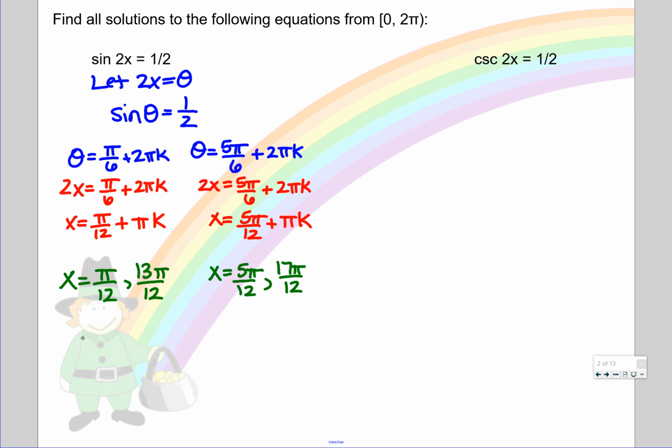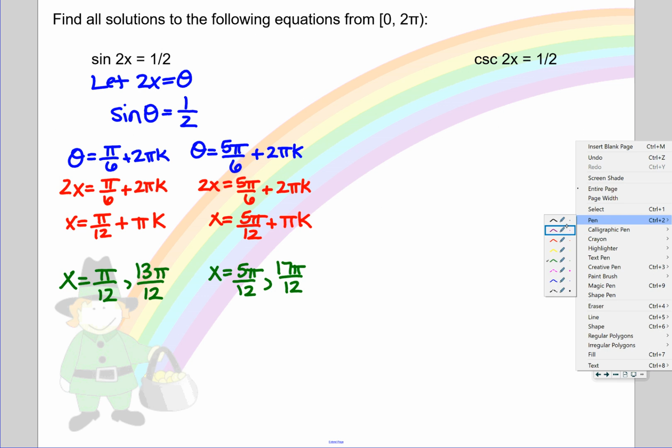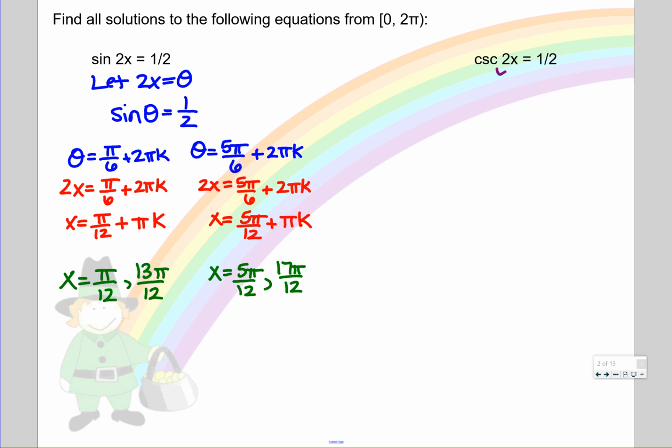Okay. All right, let's try the next one. Cosecant of 2x equals a half. So I'm going to start by replacing my 2x with a theta. Cosecant's a little hard to find, so what could we change it to? Sine, I could do the reciprocal. So sine would be equal to 2. Where does sine equal 2? No solution. That's a quick one.